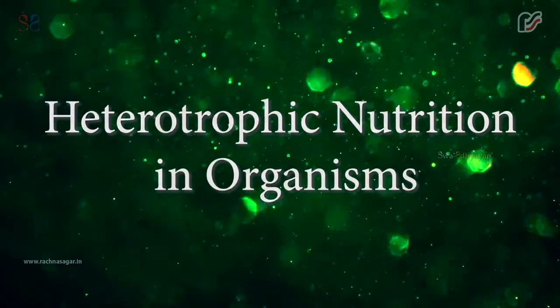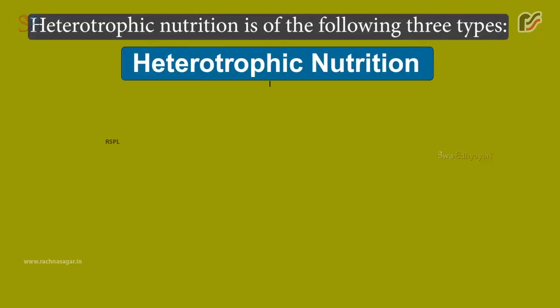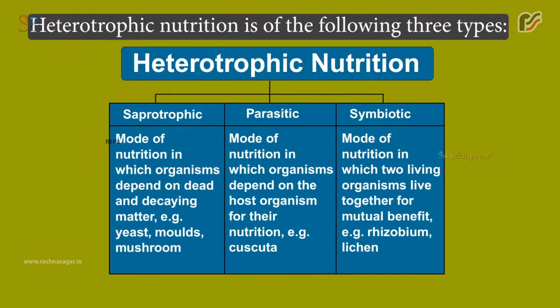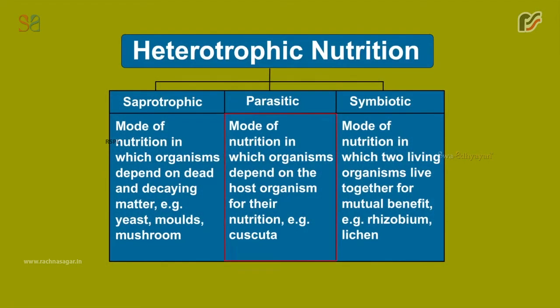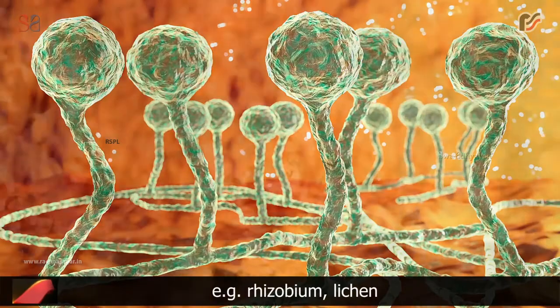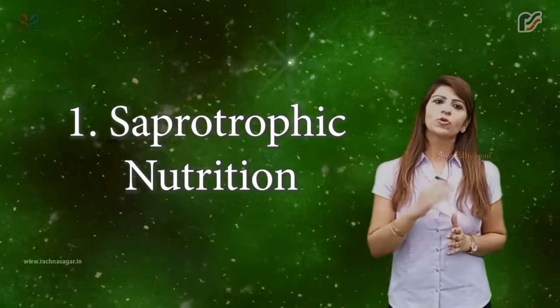Heterotrophic nutrition in organisms. Heterotrophic nutrition is of the following three types. Saprotrophic: mode of nutrition in which organisms depend on dead and decaying matter. Example: yeast, molds, mushroom. Parasitic: mode of nutrition in which organisms depend on the host organism for their nutrition. Example: cuscuta. Symbiotic: mode of nutrition in which two living organisms live together for mutual benefit. Example: rhizobium, lichen.